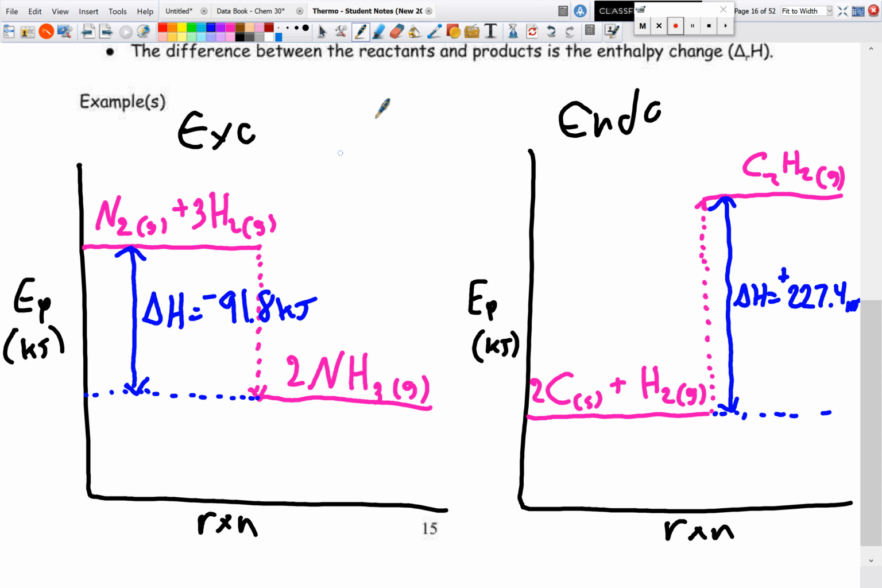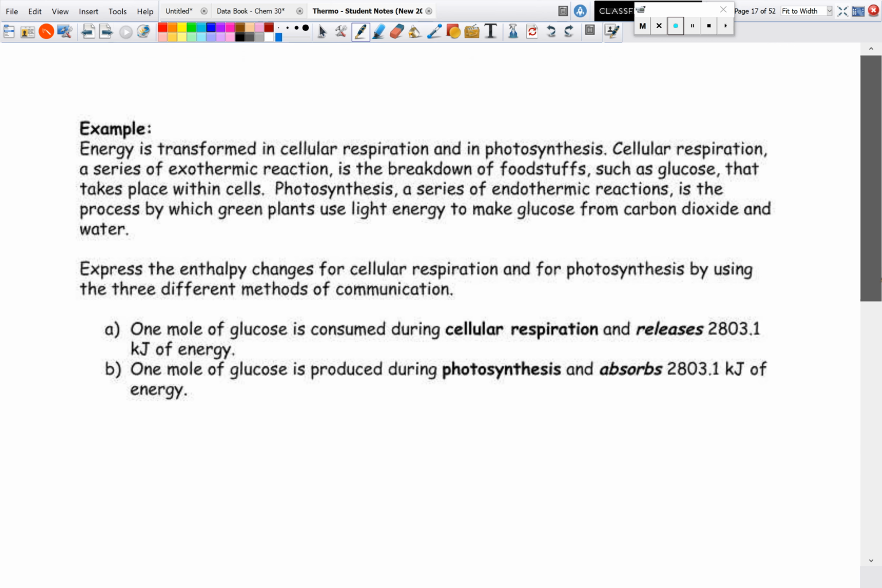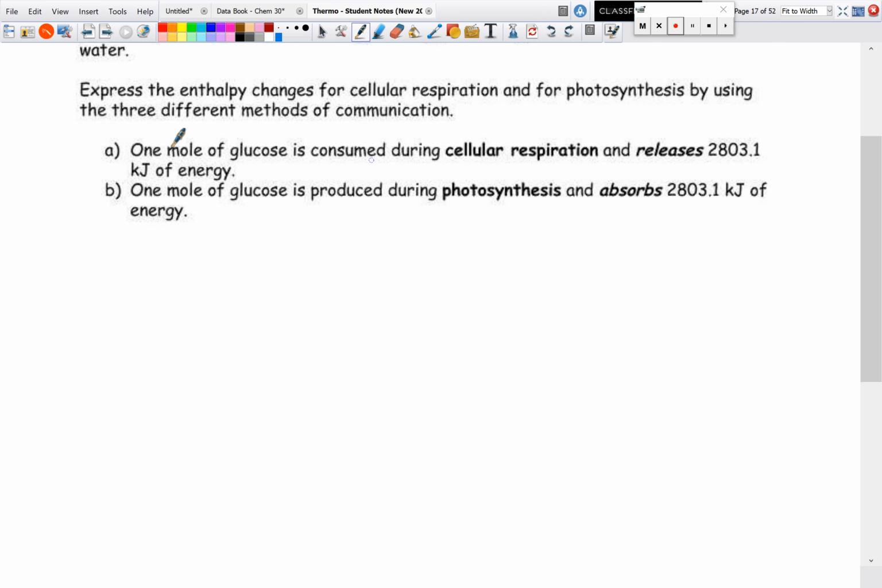Now, of course, we do have some questions on the next page and our old diploma problems as well. Some old diploma ones. So on the next, technically 4 pages, there's questions. So what we have right here, this example, you're asked to express the enthalpy changes for cellular respiration and for photosynthesis using the 3 different methods of communication that we just went over. So for A, we're doing it for cellular respiration, and B is photosynthesis. So remember, A is writing in our delta H notation, where we take the delta H and write it outside the equation. Our second way is writing it inside the equation, and our third way is, of course, our potential energy diagrams.